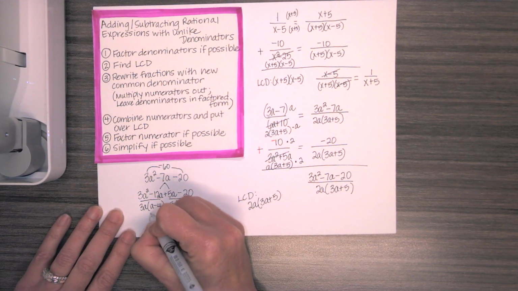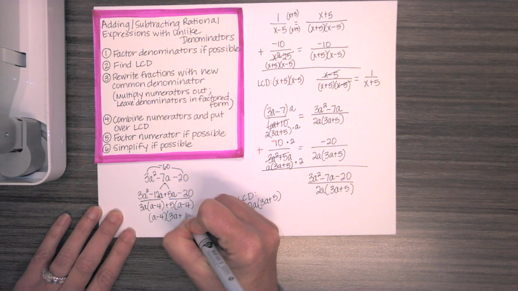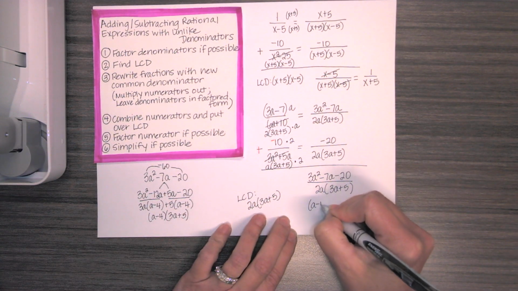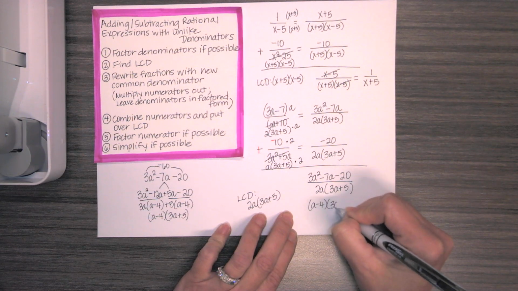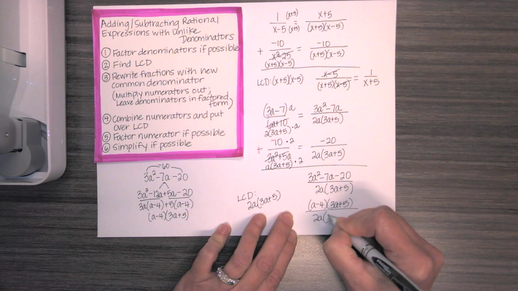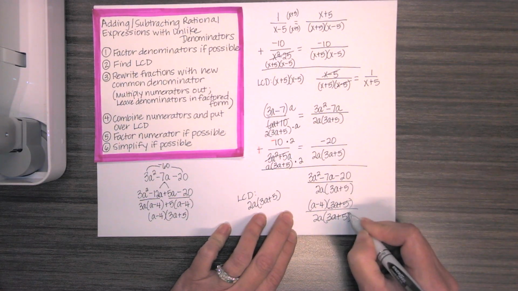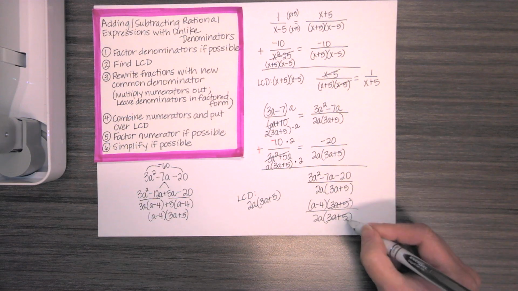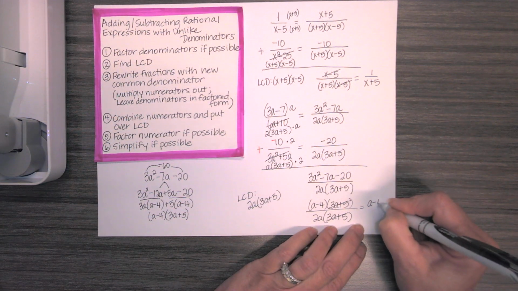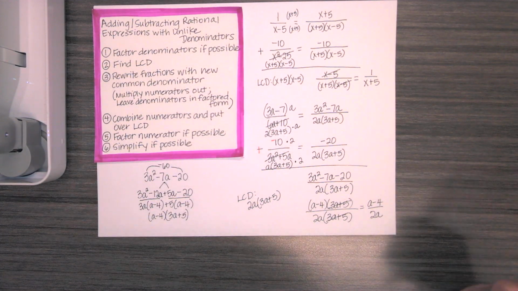And then these have an a minus 4 in common that we can factor out, which will leave us with 3a plus 5. So that is what our numerator factors to, a minus 4 and 3a plus 5 over 2a times 3a plus 5. So we see once we factor that we do have some like binomials that will cancel, and we're left with a minus 4 over 2a as our final answer.